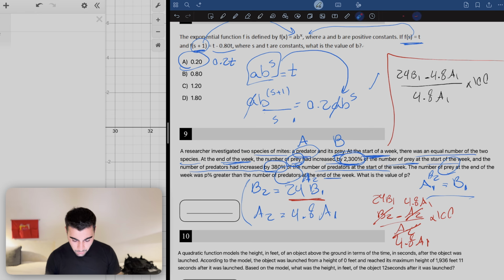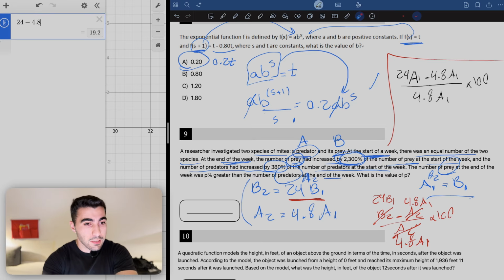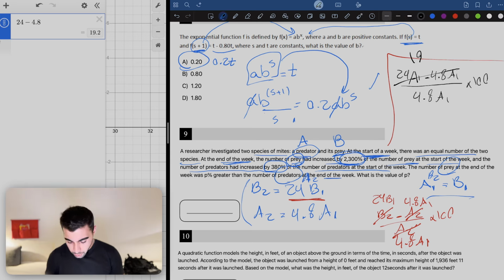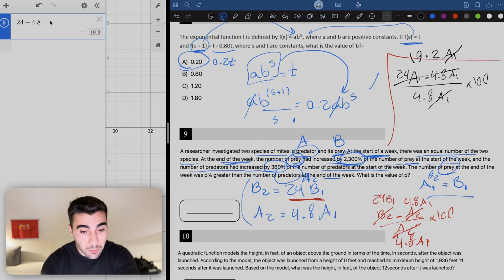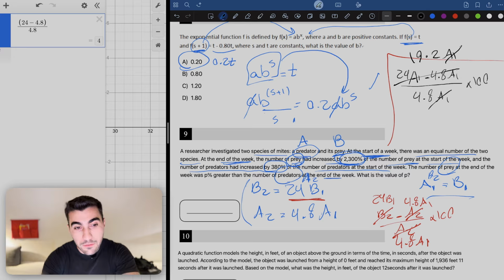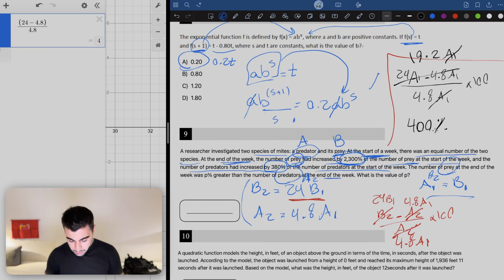Now, what we can do here is that we know A1 is equal to B1, right? So rather than B1, I can also write A1 here. So what we have now is 24 A1 minus 4.8 A1. 24 minus 4.8 is 19.2, so this gives us 19.2 A1. These A1s cancel out. 19.2 divided by 4.8 is 4, times 100 is 400. So the answer is a 400% increase.